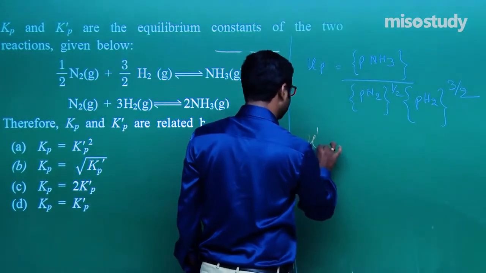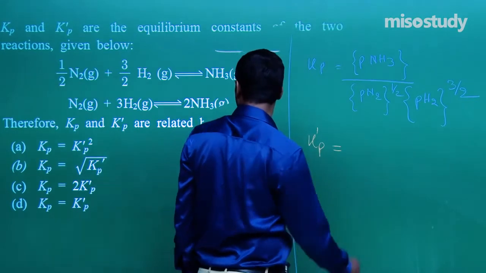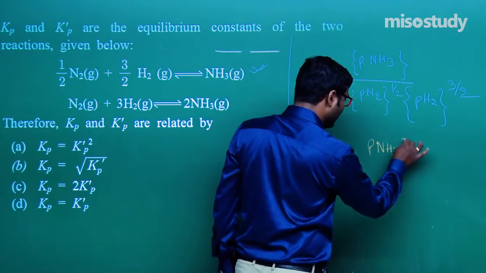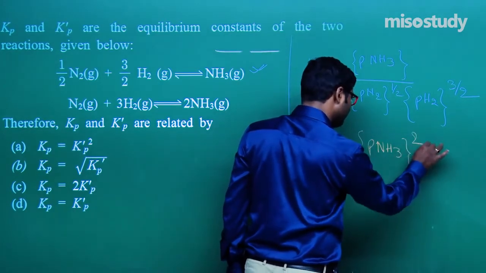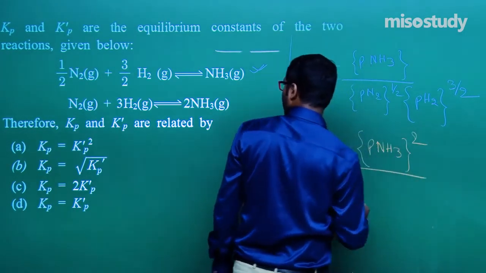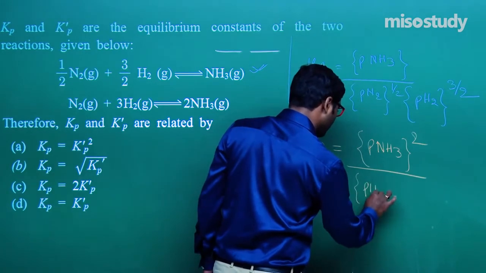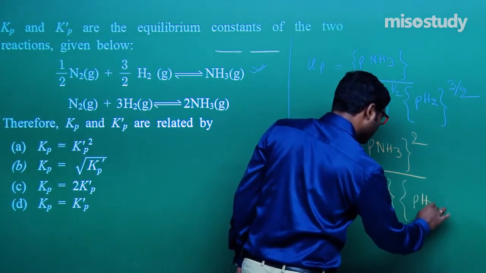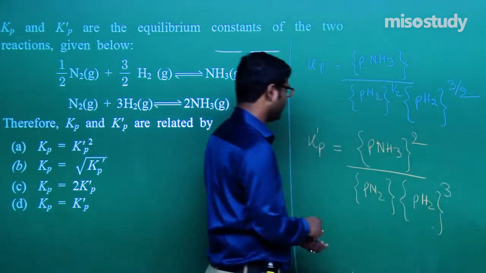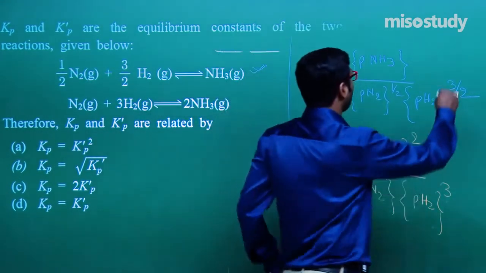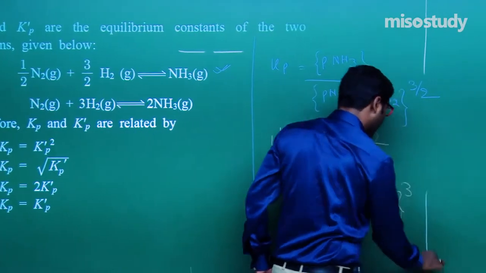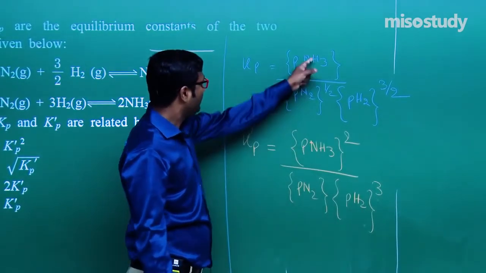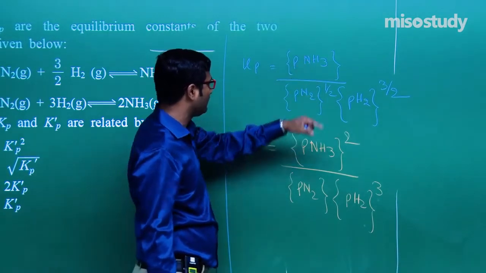And for the second expression, K dash P is equal to PNH3 to the power 2 upon PN2 and PH2 to the power 3. Clear? Now tell me what is the relation between Kp and K dash P. Listen carefully. If we multiply this expression, then what will happen?